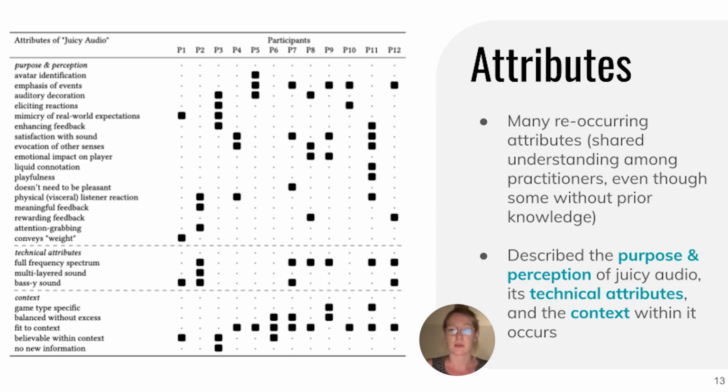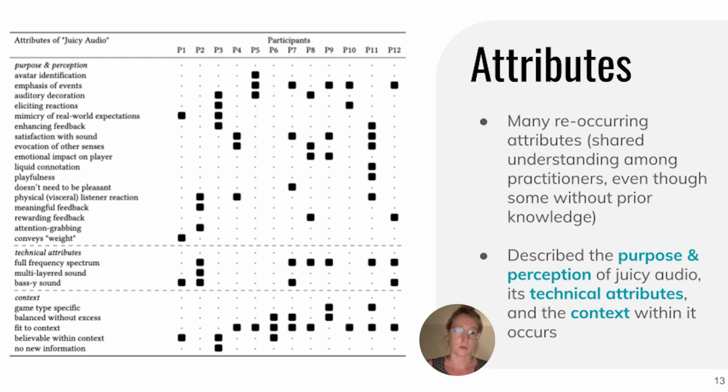This is the set of attributes that we were able to identify as being part of juicy audio. And you can see that many of these reoccur across the different participants. So this indicates that there is some degree of shared understanding among practitioners, even though some of them did not necessarily start the study understanding or having heard of the term juicy in this context before. The different attributes that were identified through this work can be distinguished in three different types. Number one being the purpose and perception of juicy audio.